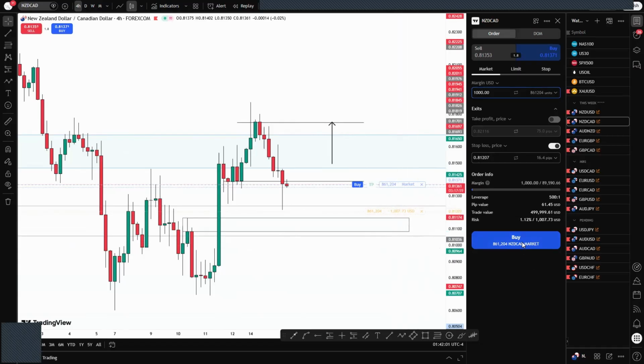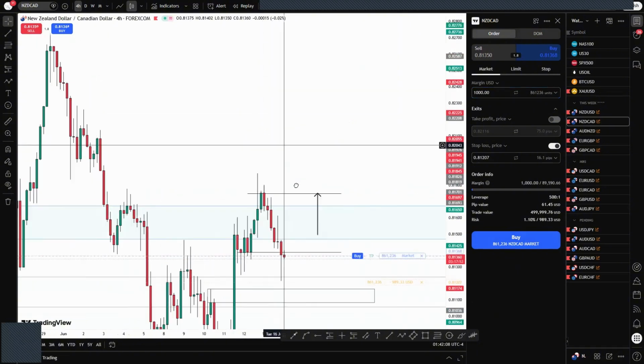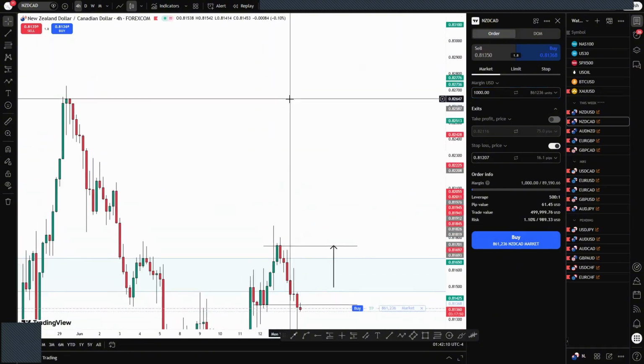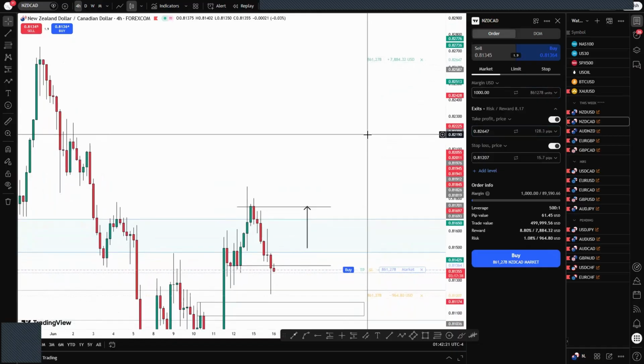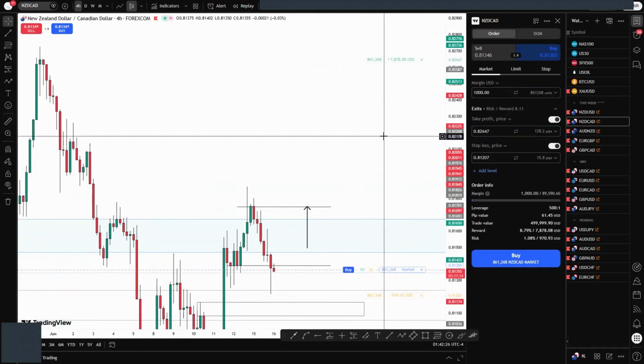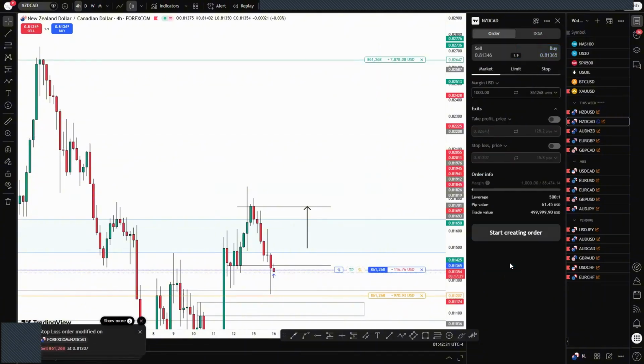So let's say I buy this pair now. This is my stop loss, and my take profit is at this point, 1.82647. So that means I'll get 7,000. This is saying that this is a 1 to 7. So when I click buy, I've entered this.